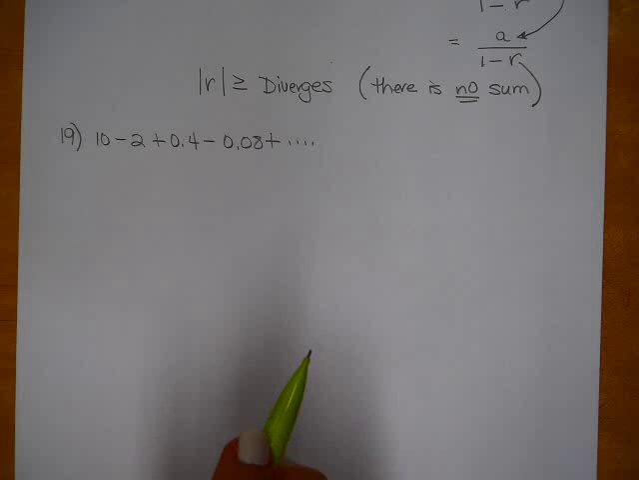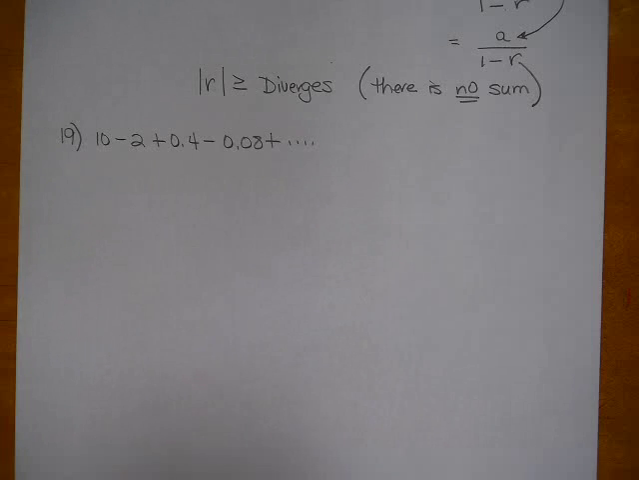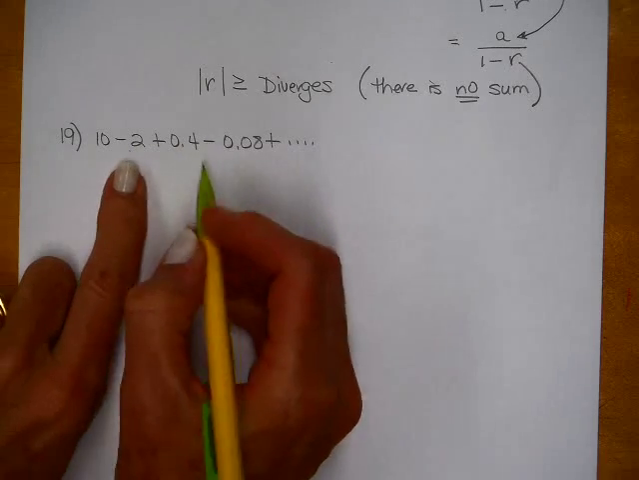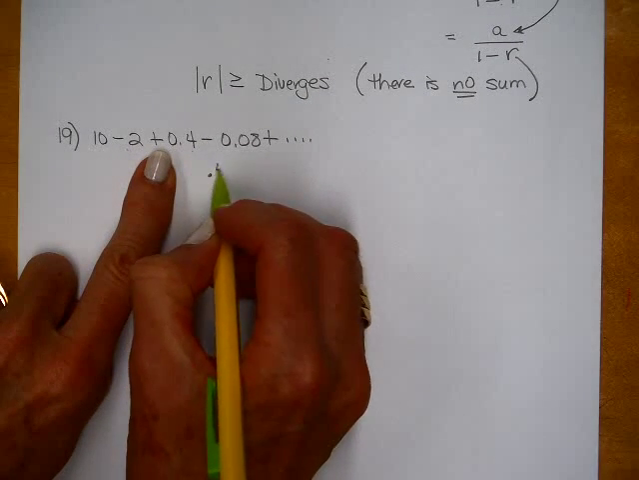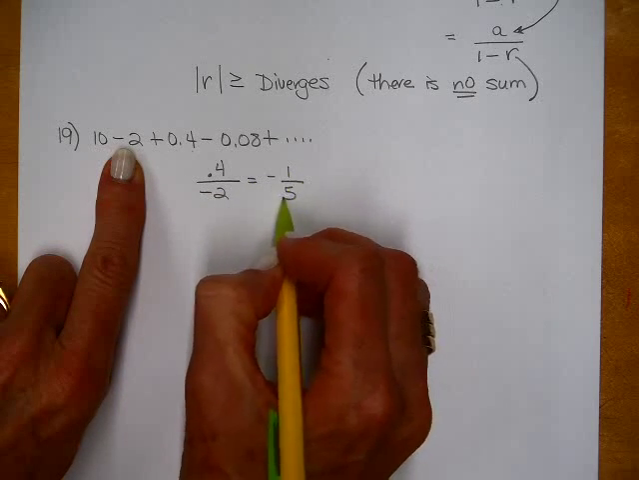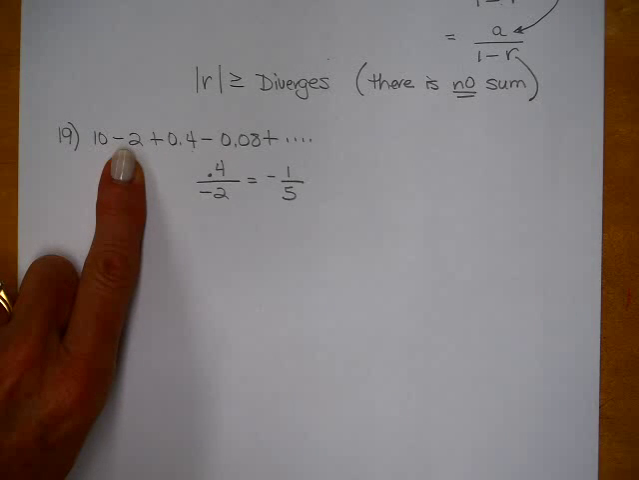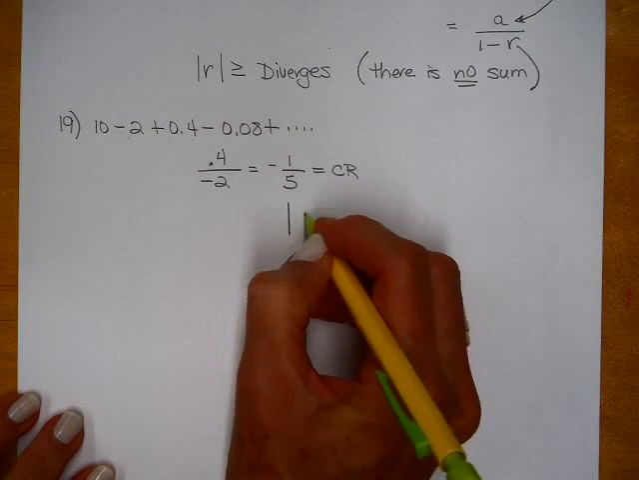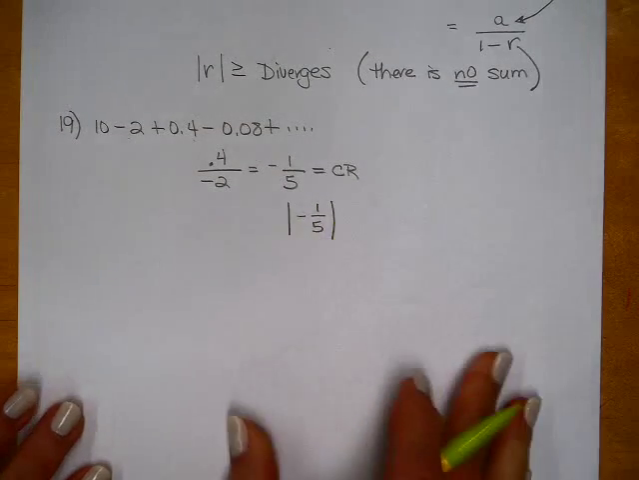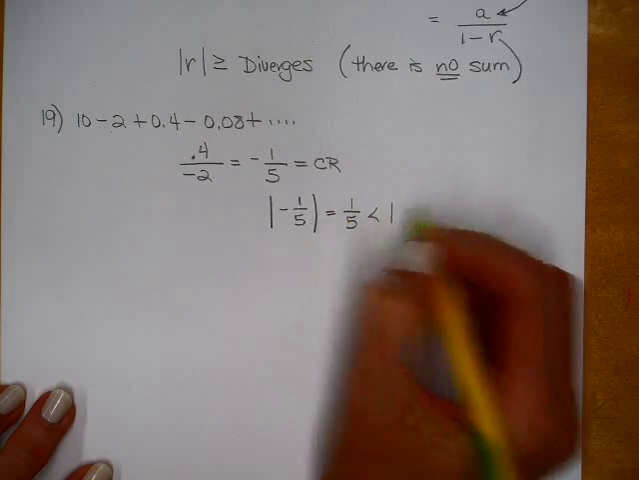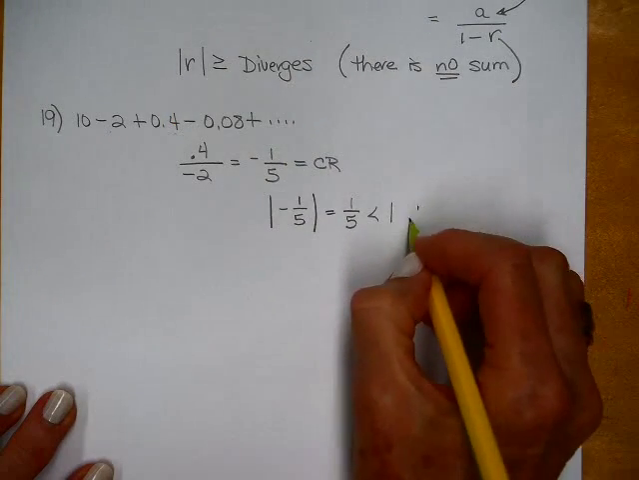Obviously you can see it. For those that can't see it, take one term, divide it by the one in front of it. So it doesn't matter which term you take. If you take the 0.4 and divide it by -2, you're going to get -1/5. That is your common ratio. I need to look at the absolute value of that to decide if this is going to converge or diverge. The absolute value of this is 1/5, which happens to be less than 1, therefore it converges.